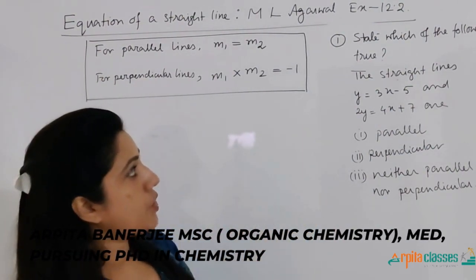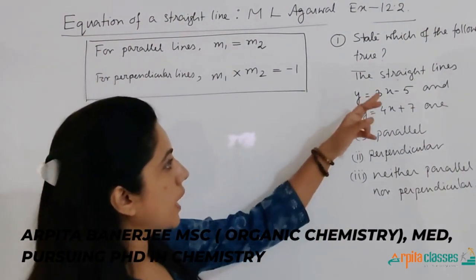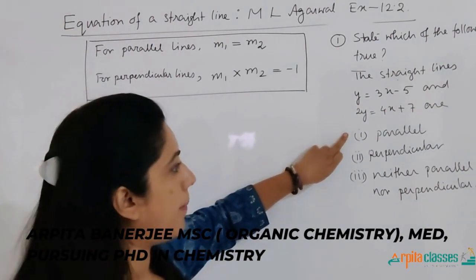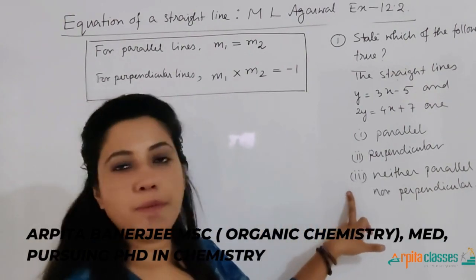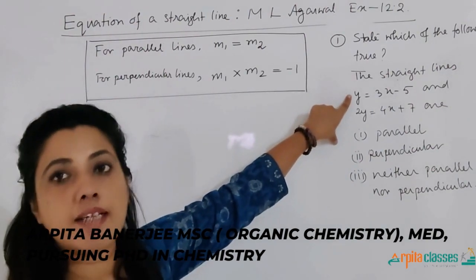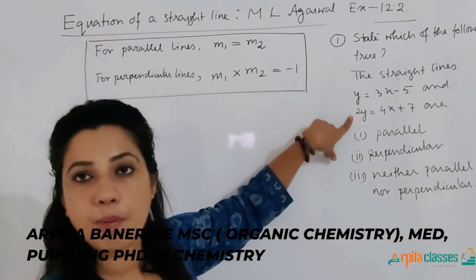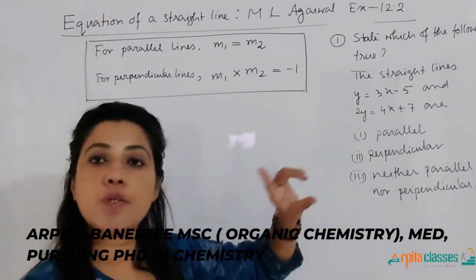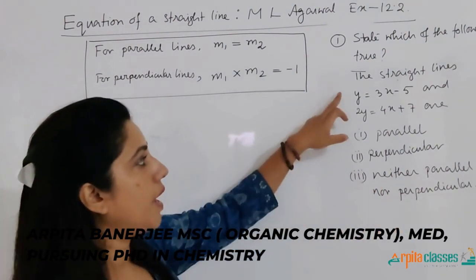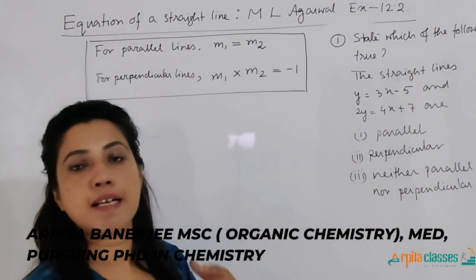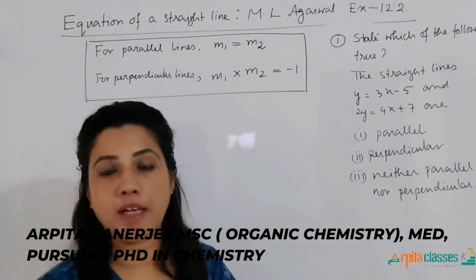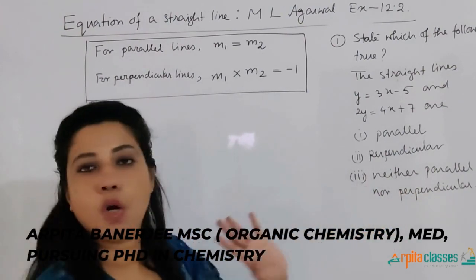The first question is: state which of the following is true. The straight lines y is equal to 3x minus 5 and 2y is equal to 4x plus 7 are parallel, perpendicular, or neither parallel nor perpendicular. So we need to find m1, the slope of this line, and m2, the slope of the other line, and see the relationship between the slopes. If the slopes are equal, the lines are parallel. If m1 into m2 is -1, the lines are perpendicular, and if neither criterion is followed, then the lines are neither parallel nor perpendicular.